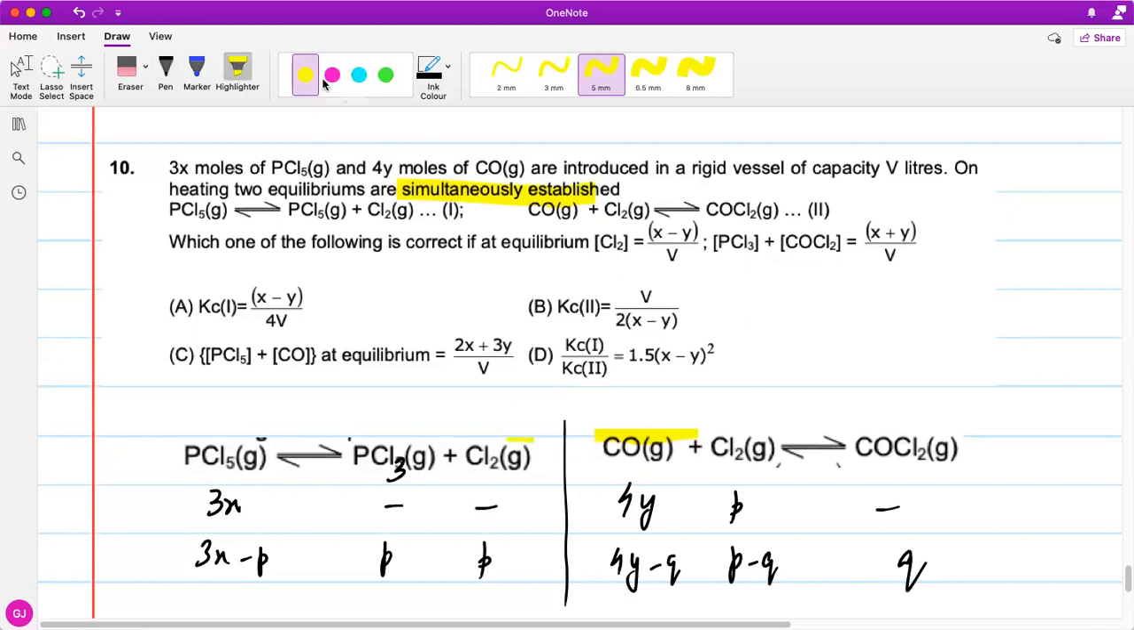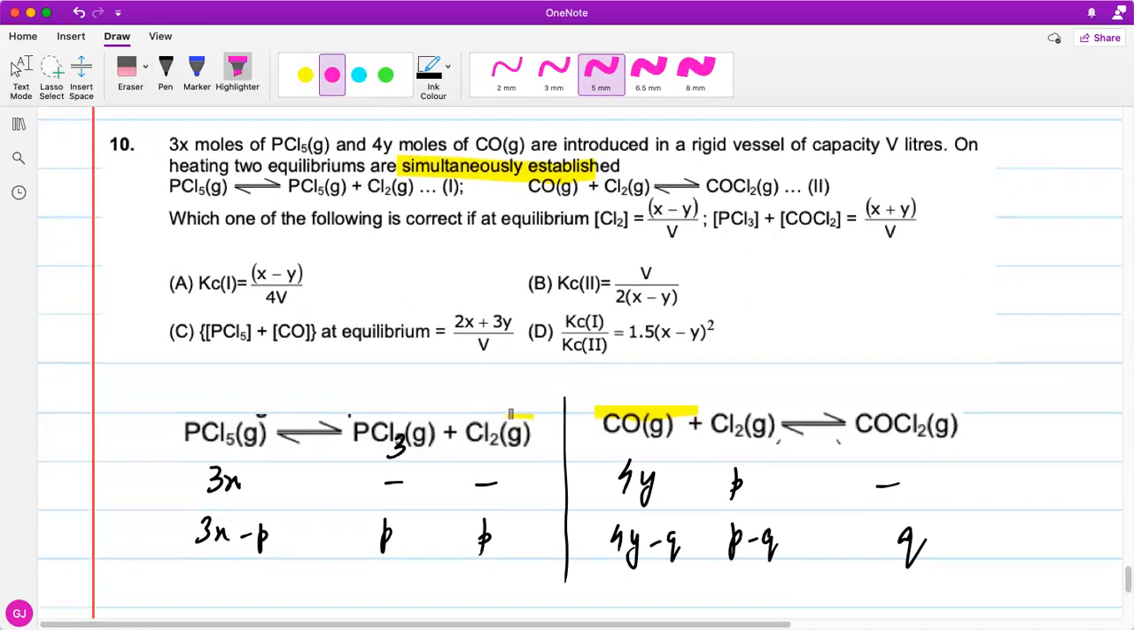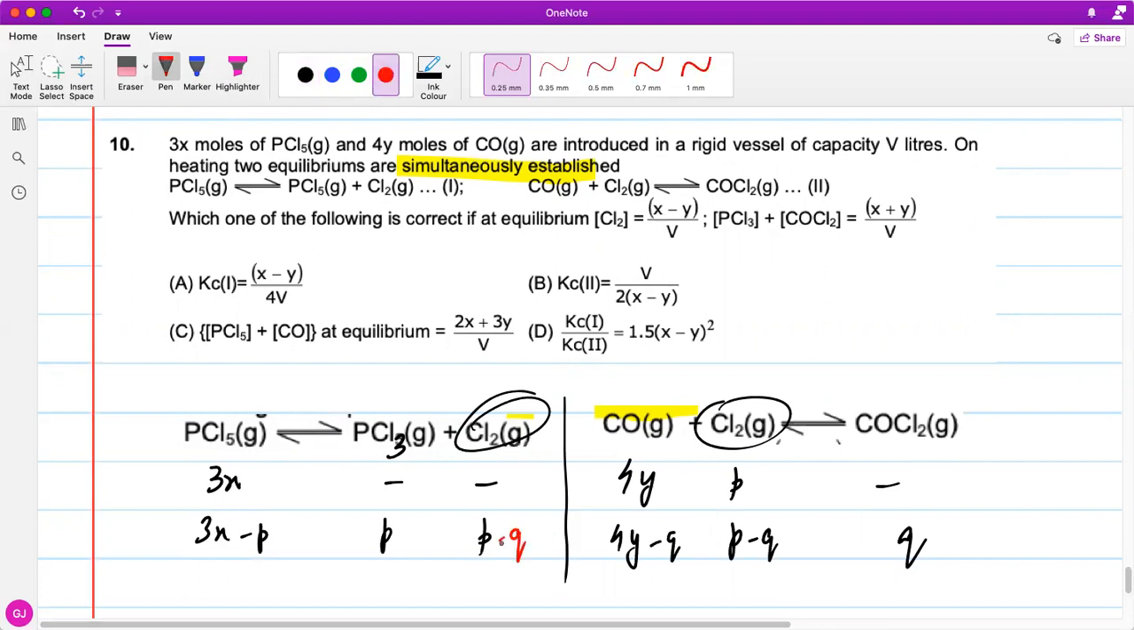Now we ensure that the common ion concentrations are same throughout. What is the common species throughout? The common species is Cl2. So we ensure that we write it correctly. So we'll write it P minus Q over here as well. Right? That is our common species. Is there any other common species? No, not really.